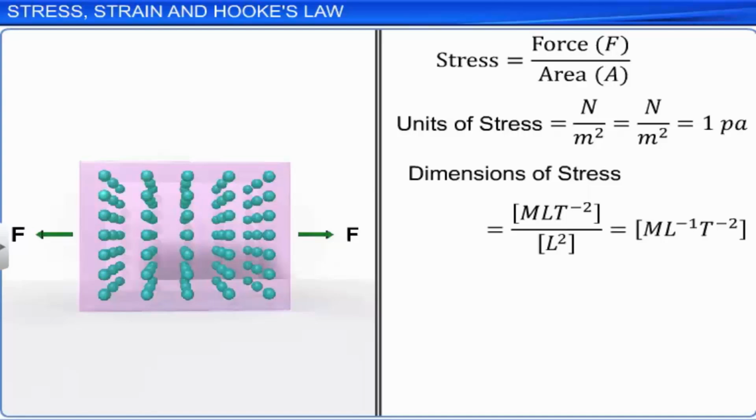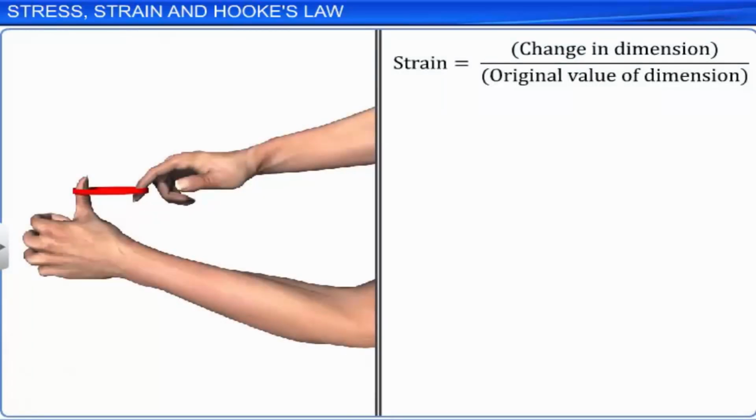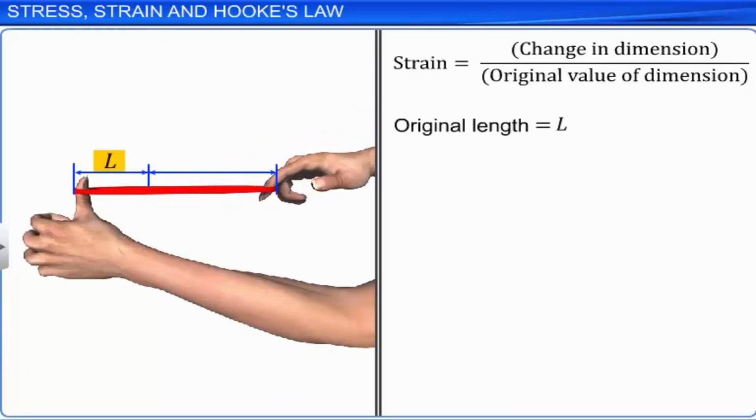The fractional deformation produced in the body by the external deforming forces is called strain. It is calculated as the ratio of the change in the body's dimension to the original value of the same dimension. For example, if the original length of a rubber band is L and the increase in its length is delta L, then the strain is equal to the ratio delta L to L. As strain is the ratio of two similar quantities, it has no units. Thus, strain is a dimensionless quantity.